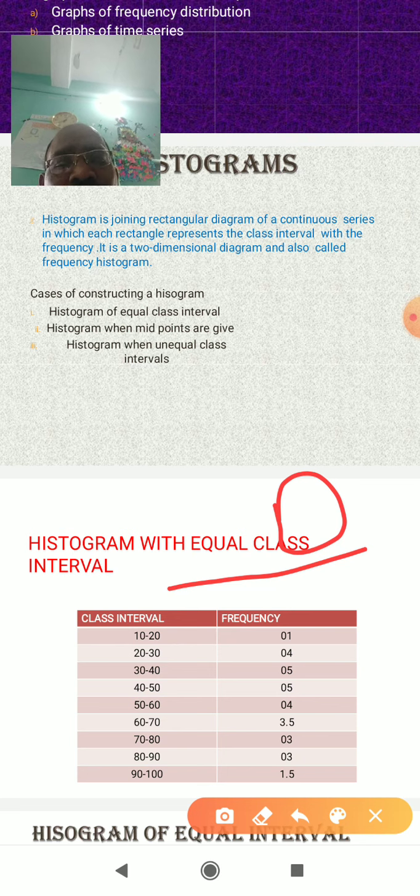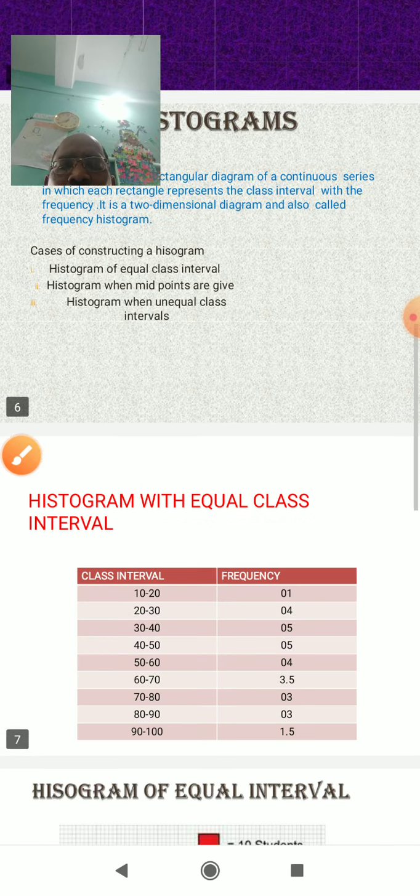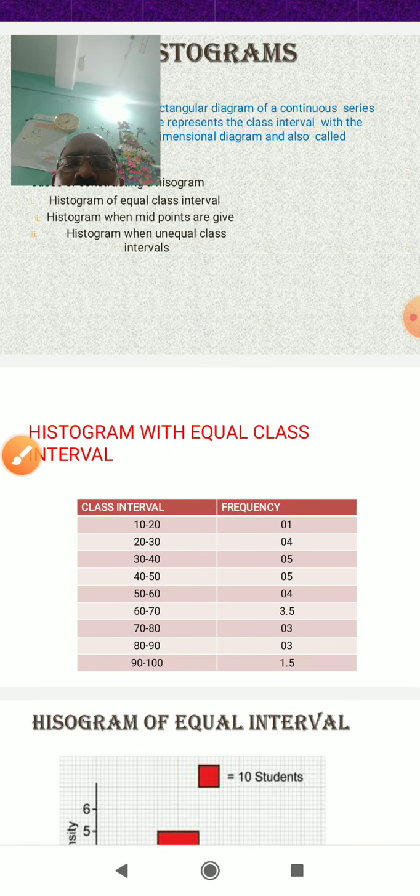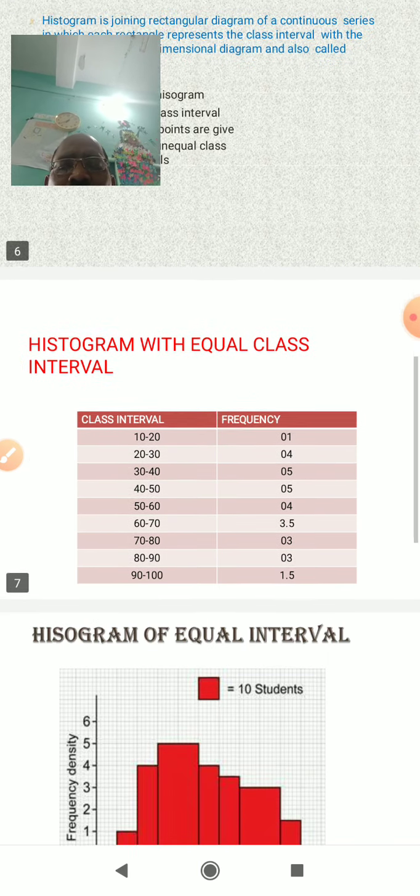Then what is equal class interval? Equal class interval means in a series all the class intervals from 10 to 20, 20 to 30, 30 to 40 and up to 90 to 100 must be equal. And in case of class interval 10 to 20, 20 to 30, the frequency is given 1, 4, 5, 5, then 3.5, then 3, up to 90 to 100, that is 1.5. Then we have to construct the histogram.